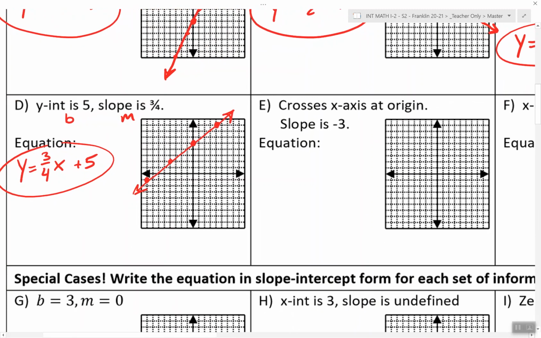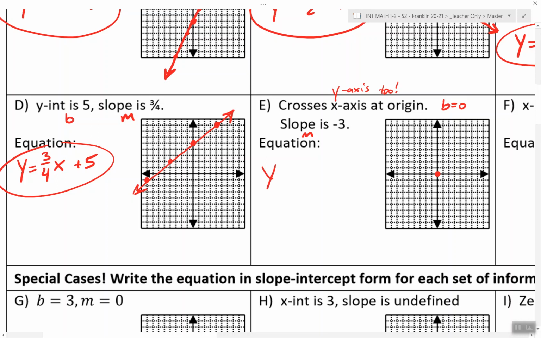Okay, for example E, it says crosses the x-axis at the origin. So that's right here. And so if it crosses the x-axis at the origin, we also know it crosses the y-axis as well. And then the slope, that's the m value, is -3. Well, if it crosses the y-axis at the origin, that means the b value is going to be 0 there because it crosses the y-axis at 0.